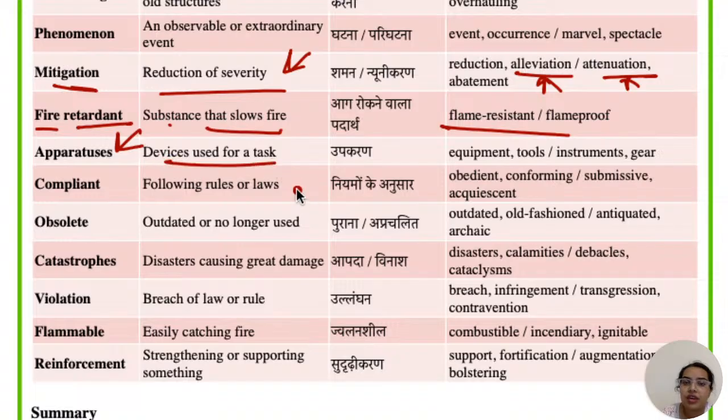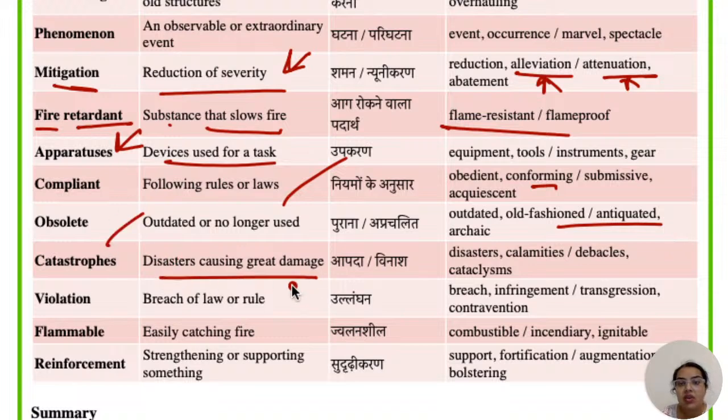Apparatus, devices used for a task. Anything that is apparatus in the singular has the plural apparatuses, like a tool, equipment. Compliant means following rules, one who complies, conforming, according to the rules. Obsolete is something that is outdated, no longer in use, old fashioned, antiquated. Catastrophes, disasters causing great damage. So some disasters are causing great damage, some kind of debacles, calamities.